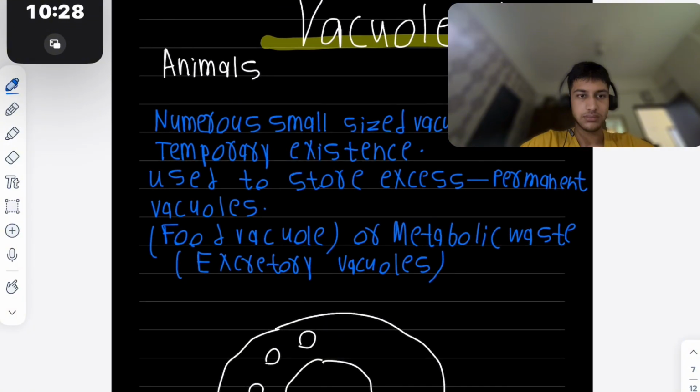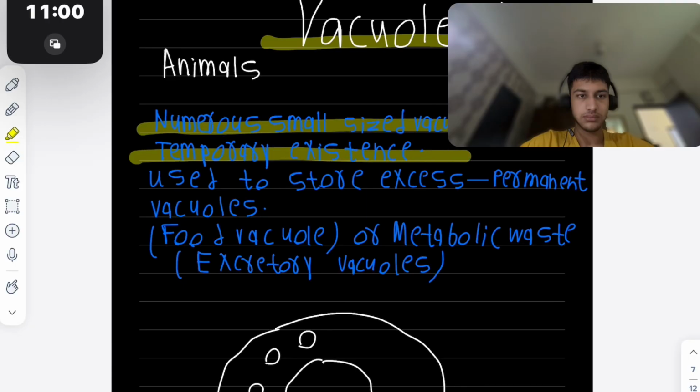Vacuoles in animals are numerous. They are small sized, and there is an abundant number of vacuoles present in us humans. So there are a lot of vacuoles in you. They have a temporary existence. They exist for a period of time, then they are wasted and new vacuoles are made.